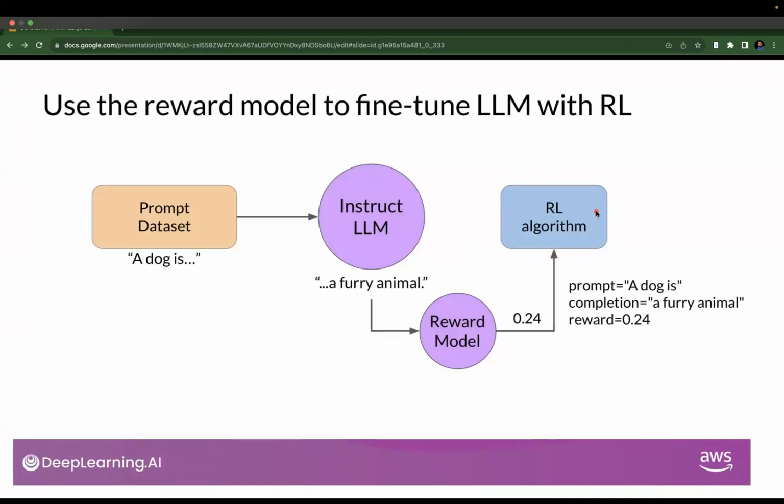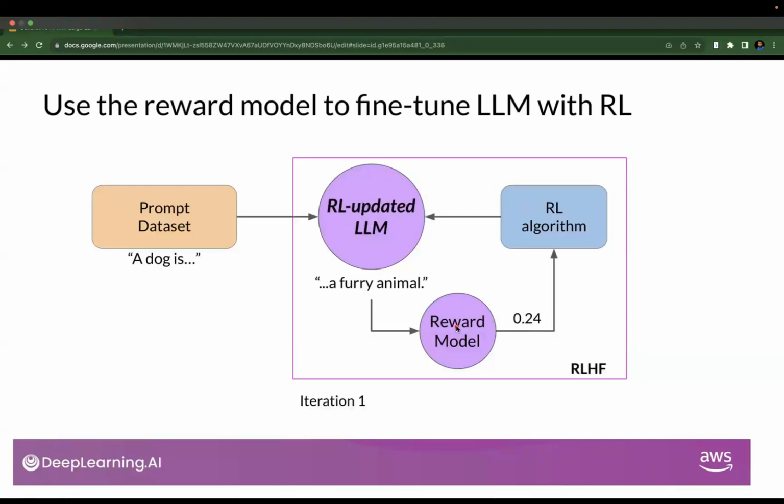Then this reinforcement learning algorithm will update the instruct fine-tuned LLM based on the reward. And this will undergo iterations. So let's say in the first iteration, the reward was 0.24. Now the LLM will be encouraged to generate a completion which can get a higher reward. Let's say in the second iteration, this updated LLM generates "a friendly animal". Well, this looks more harmless and more polite, so the reward score will be higher.